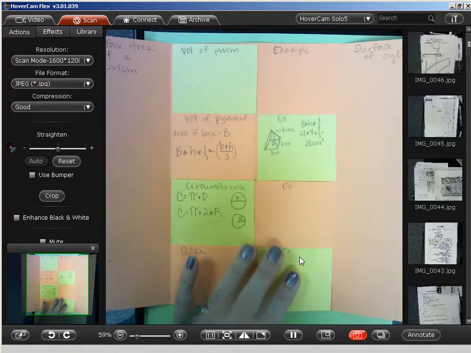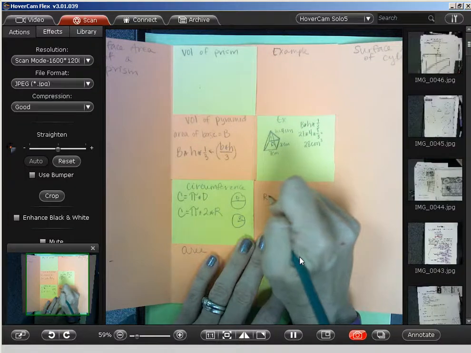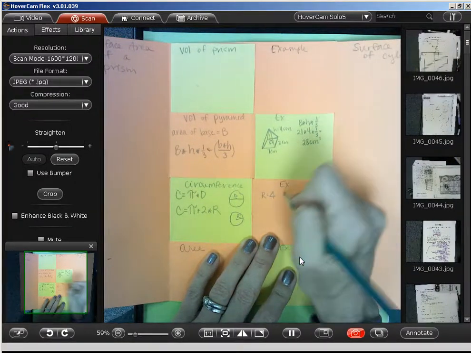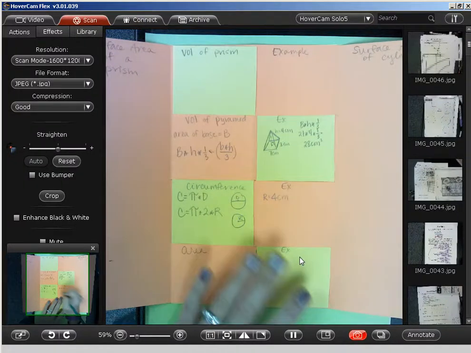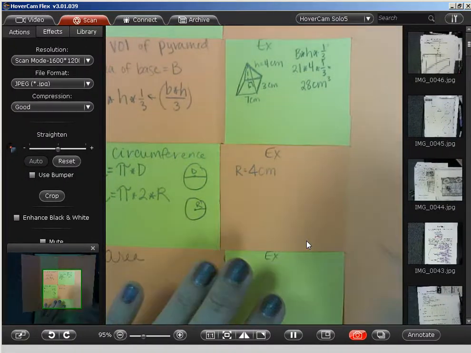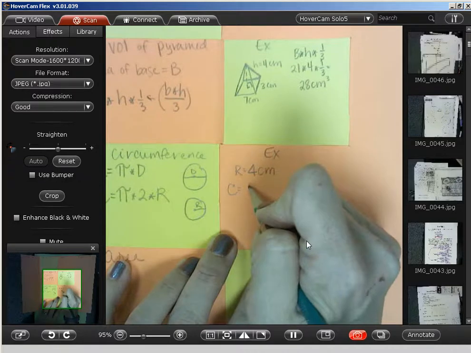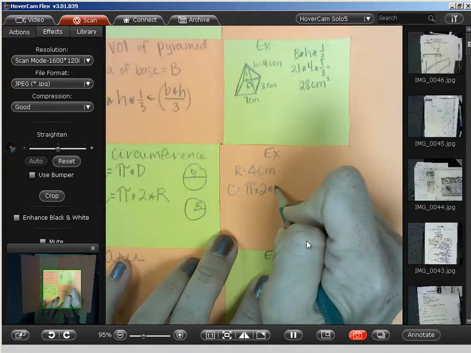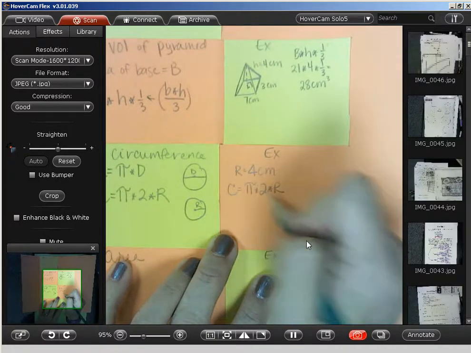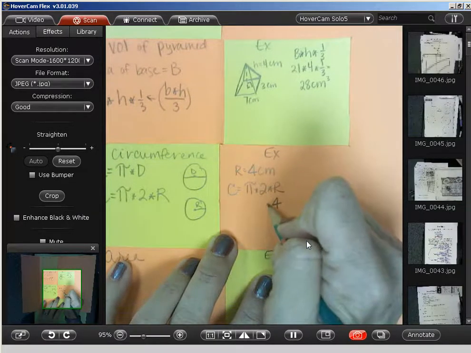So let's say we are given a radius of 4 centimeters. Okay, so we're going to start by writing down our formula. Circumference equals pi times 2 times the radius. And then we're going to substitute because we're given a 4 for the radius.